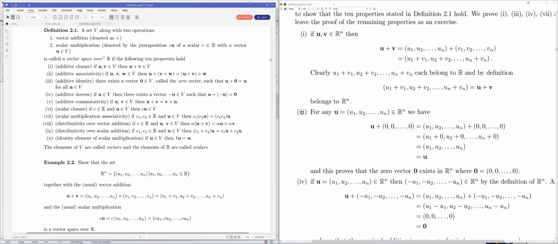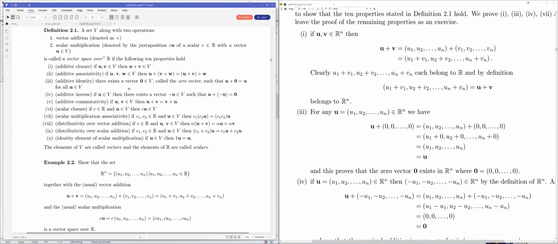Okay, so let's look at proving this third one. Additive identity: there's some vector, called a zero vector, such that if I take any arbitrary u belonging to my vector space, which is Rn, and I add this zero vector to it, I'm just supposed to get back u. Adding 0 doesn't do anything, and I get back my original vector. So this here says there exists a zero vector.